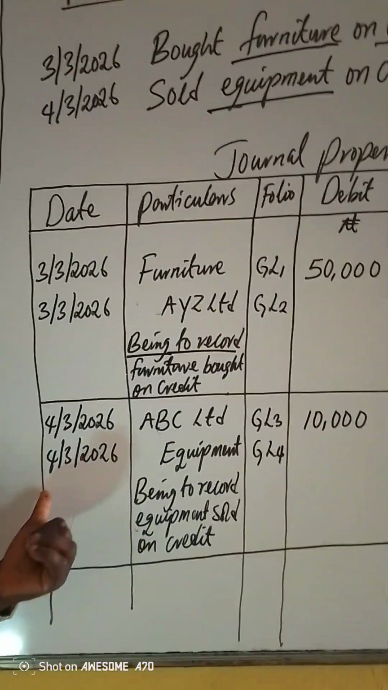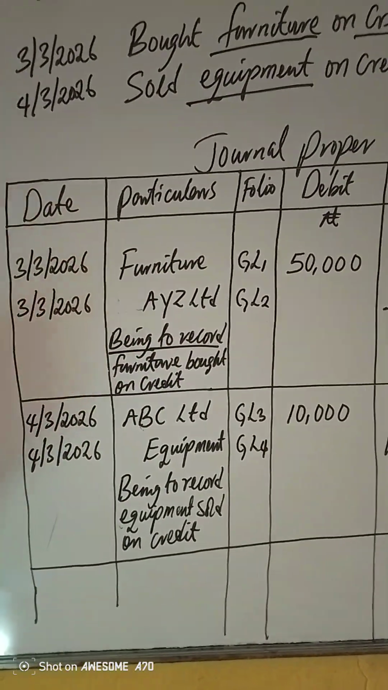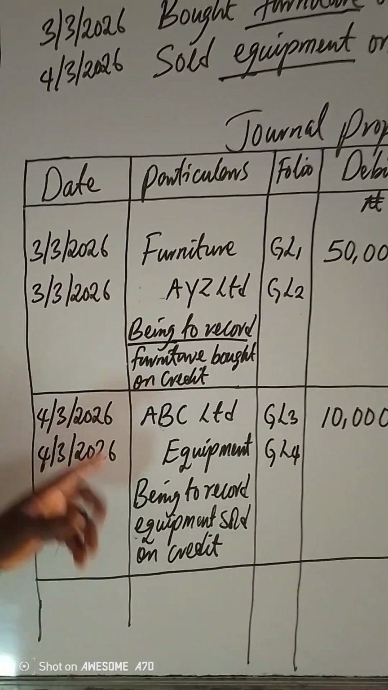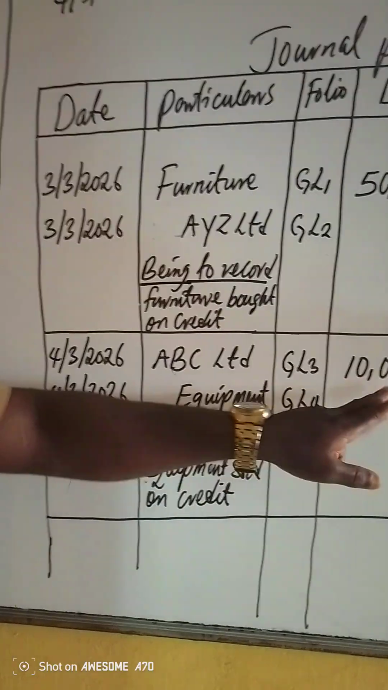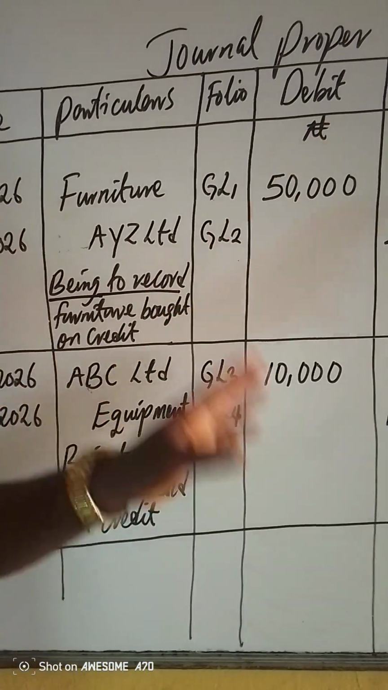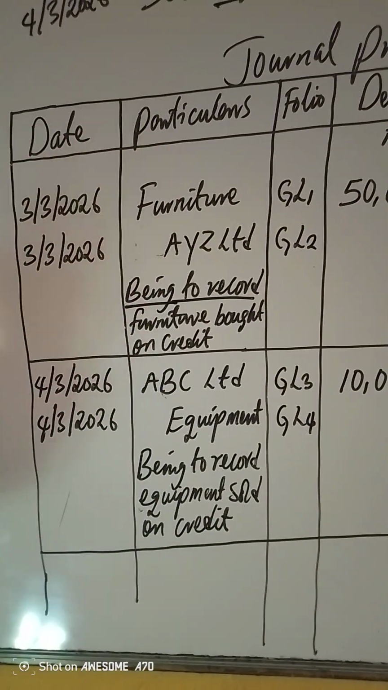And then, just like the rule of journal, you know that the receiver account must be recorded first. So in this case, on the 4th of April 2026, the receiver account, which is ABC, is receiving, and then the amount will be debited at 10,000. Then this will be general ledger 3, that's the next one that follows. Then the next transaction will be credited.